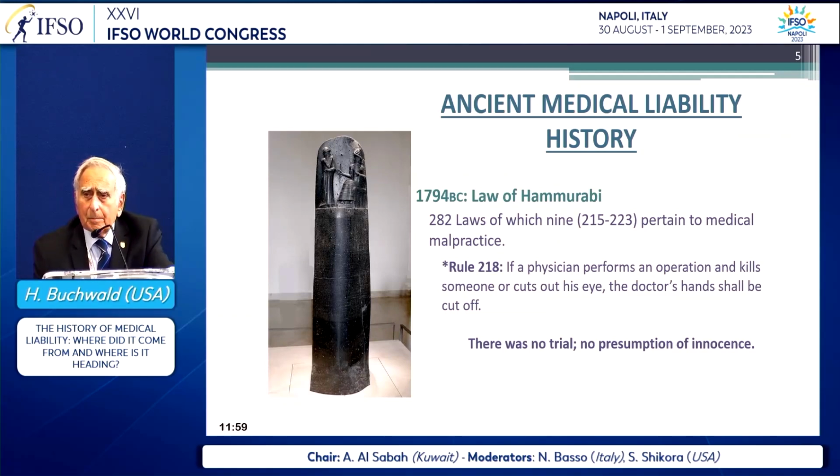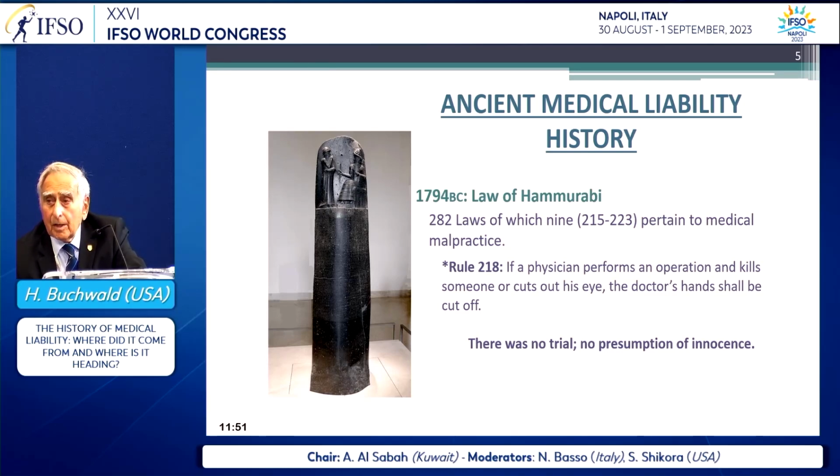Now, most people quote as the start of medical liability the 1794 law of Hammurabi inscribed on these stone pillars. And he had 282 laws, and 215 to 223 were all dedicated to medical malpractice. Now, Rule 218 says, if a physician performs an operation and kills someone or cuts out his eye, the doctor's hand shall be cut off. There was no trial, no presumption of innocence.